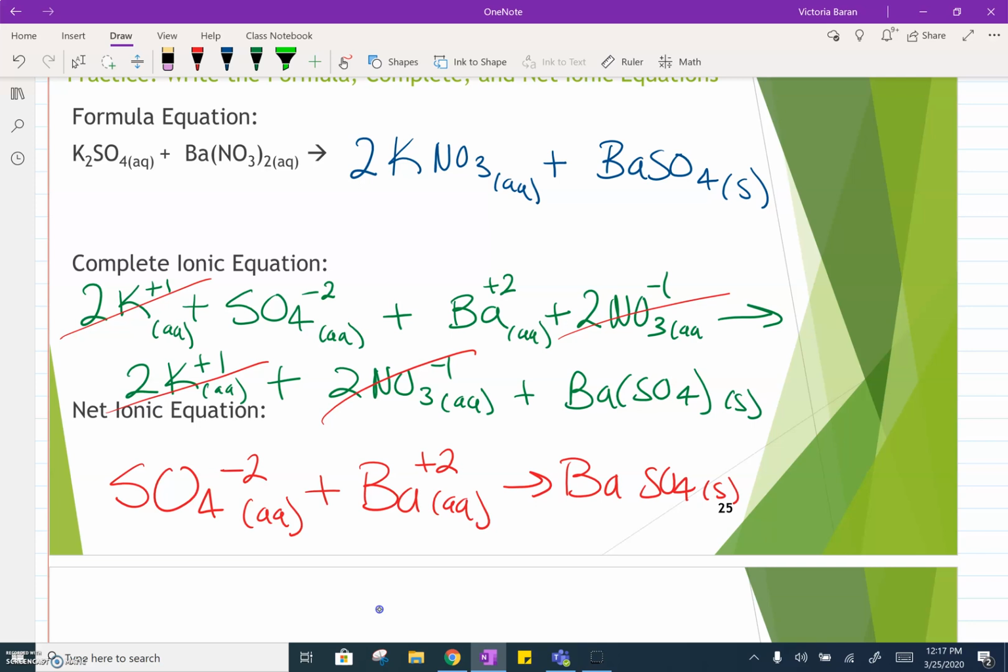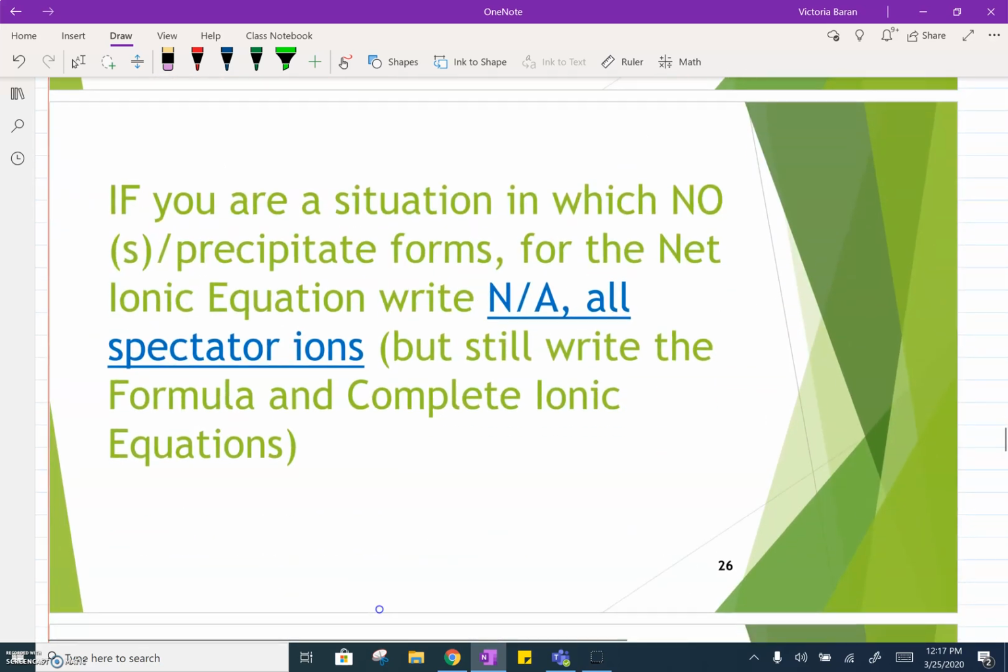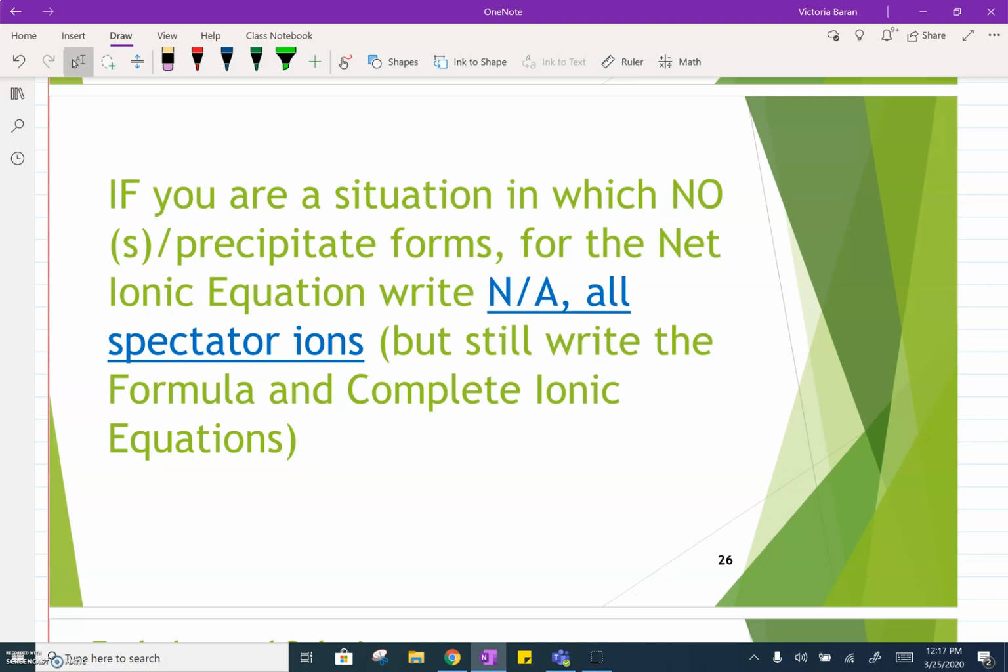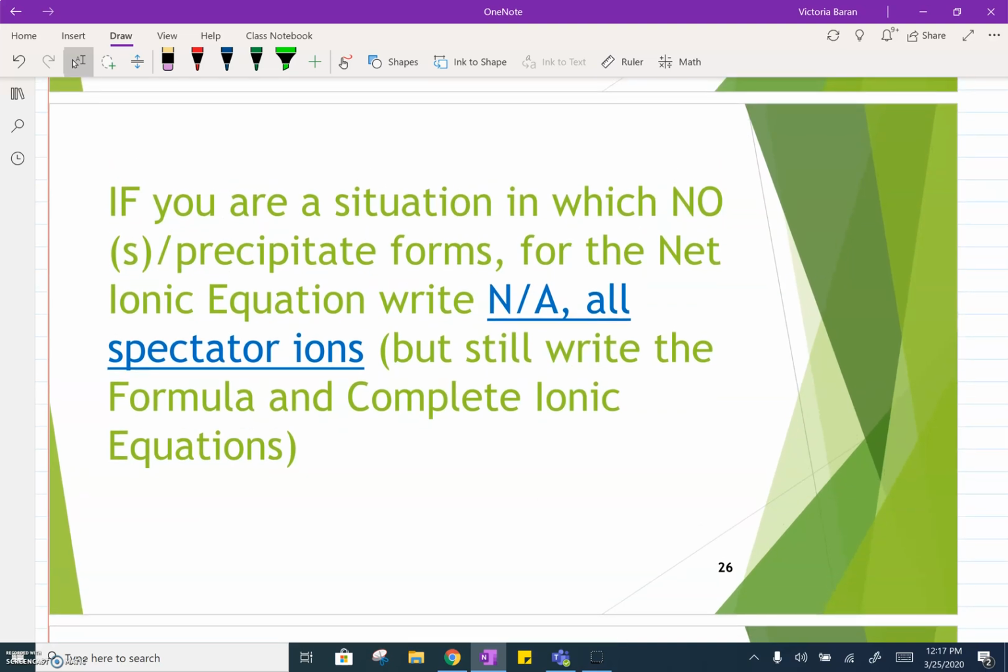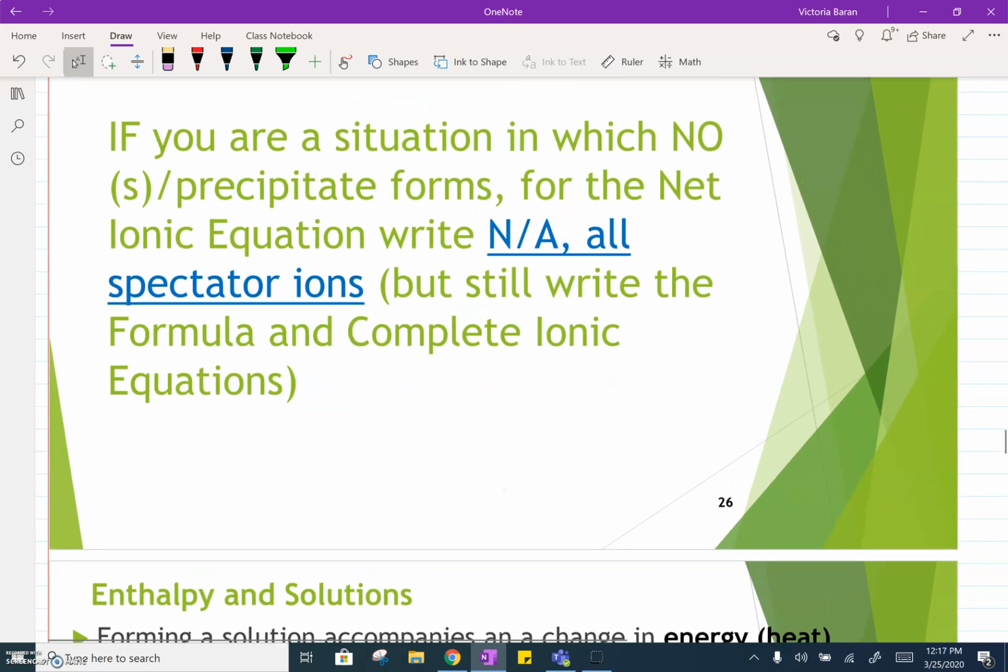If that happens, imagine you combine 2 clear solutions with each other and nothing happens. There's no color change, there's no nothing, okay? So if that happens, you would just write NR, all spectator ions. That's going to be pretty uncommon, okay, to come across a problem like that.